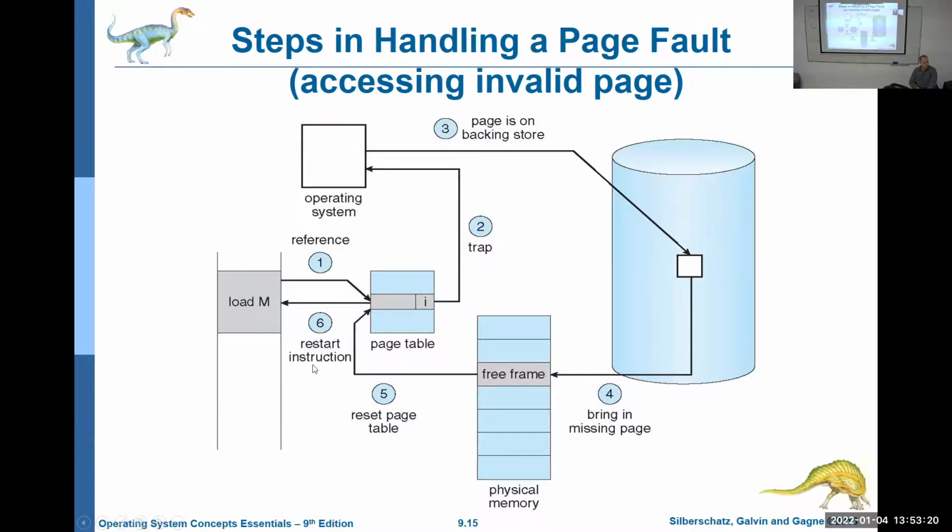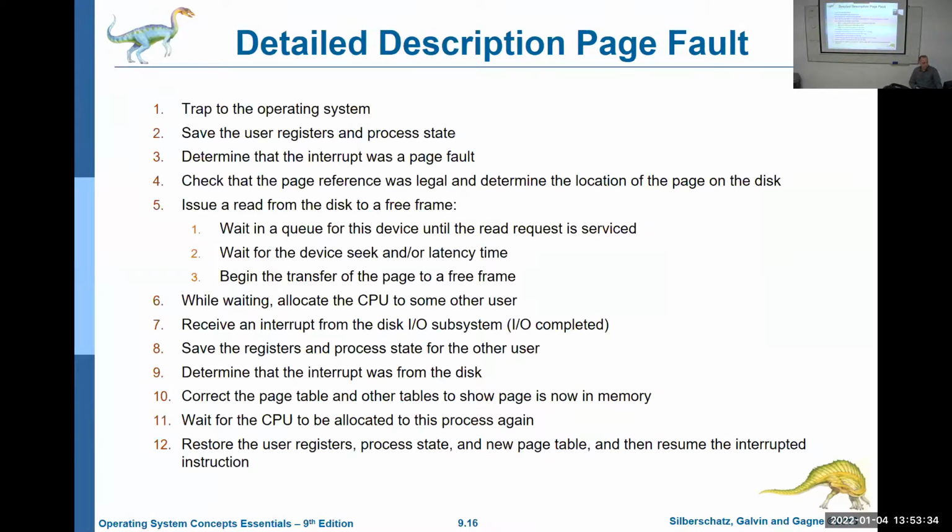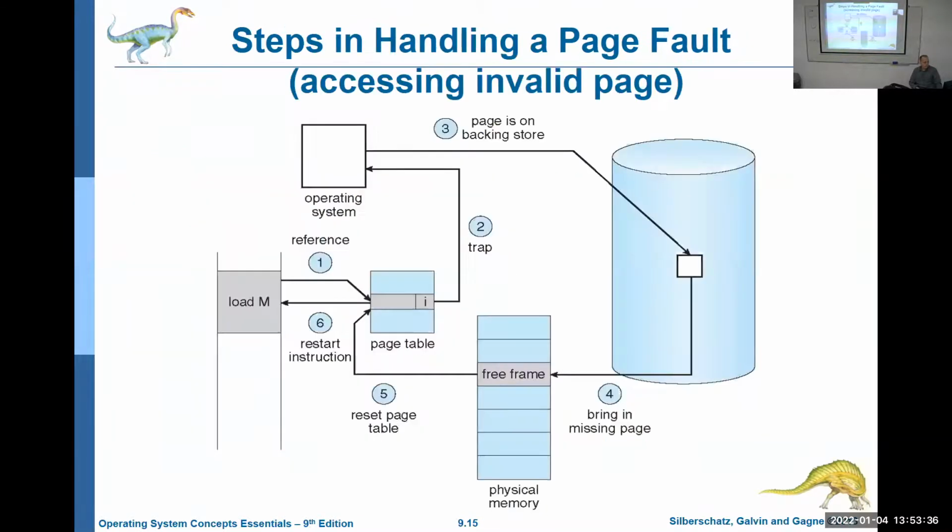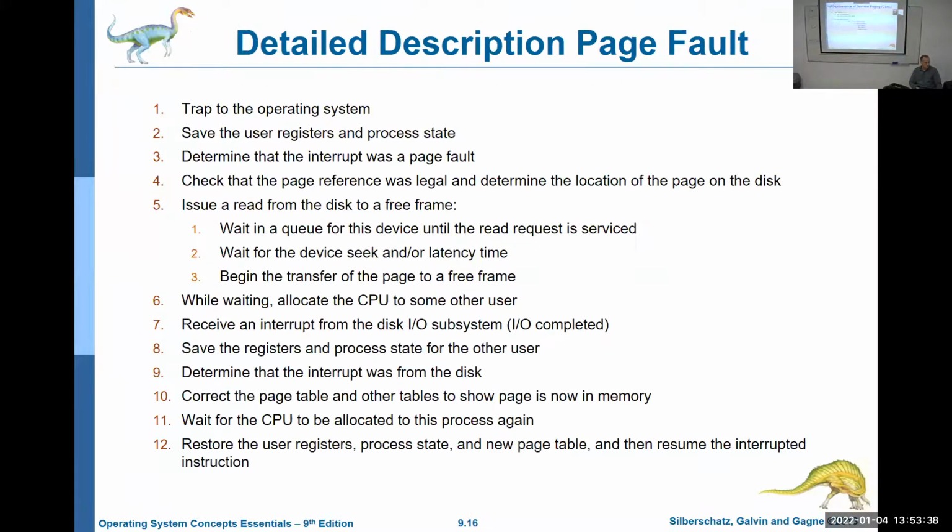Now restart the instruction, step 6. Go back and run the instruction again. Now it'll go to the page table and say it's valid, and it'll jump over here and get the data, and everything is hunky-dory. Now this is a word description of what we just said, but a little bit more detailed. So let's go over that.